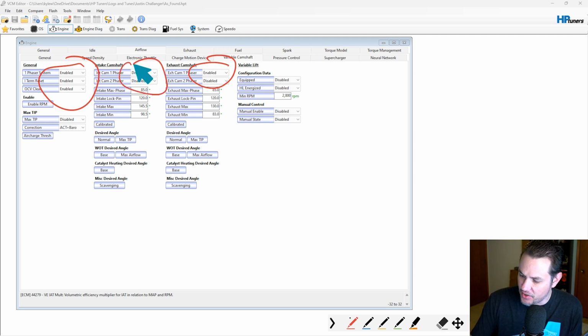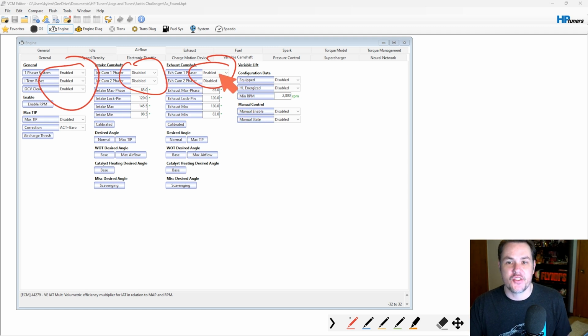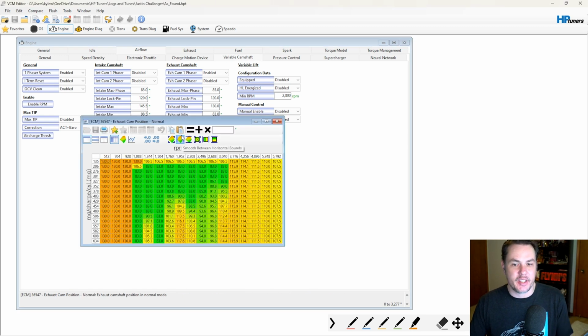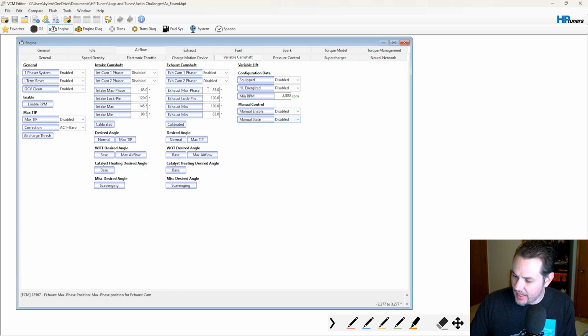Our intakes are both disabled in this case. And so, like I said, on the Dodge and the Chevy, we're using the exhaust cam position as kind of our guide on that. But we still go into a desired angle table, which, as you can see, is in full cam degrees. So if you look at our min and max, we're 83 to 130 on there. So just keep that in mind.